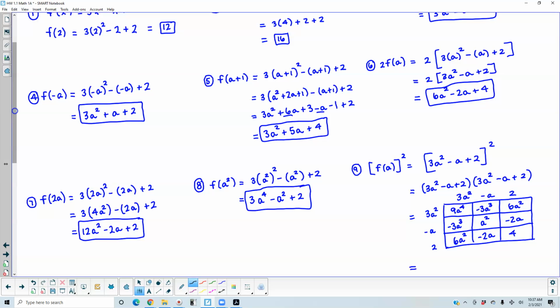So now we can combine like terms. So we have 9a to the 4th. And then we have minus 3a cubed. Minus 3a cubed is minus 6a cubed. Here we have 6a squared plus 1a squared plus 6a squared is 13a squared. Minus 2a minus 2a is minus 4a, and then plus 4.